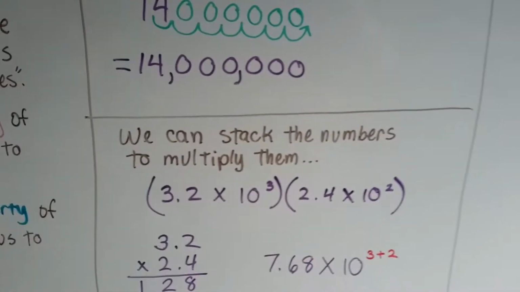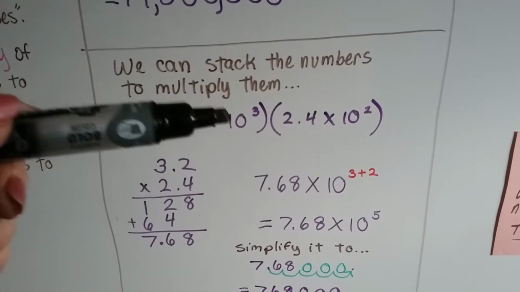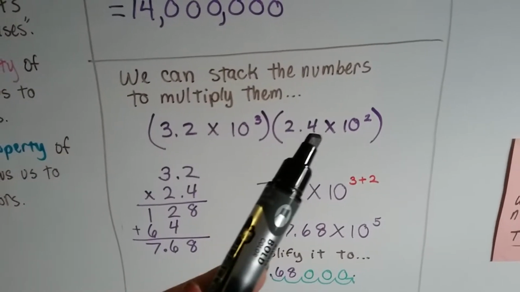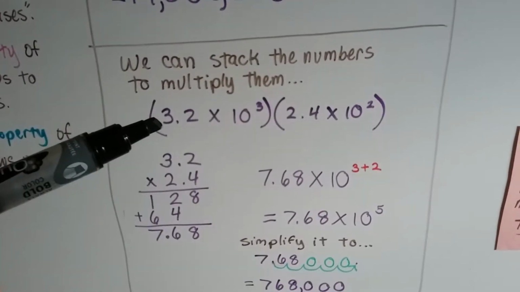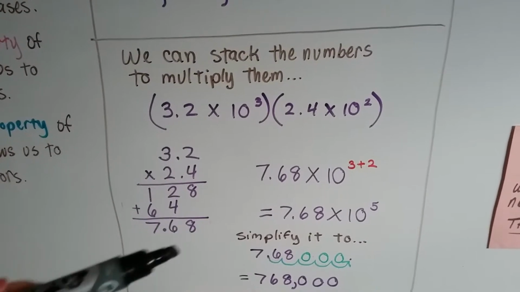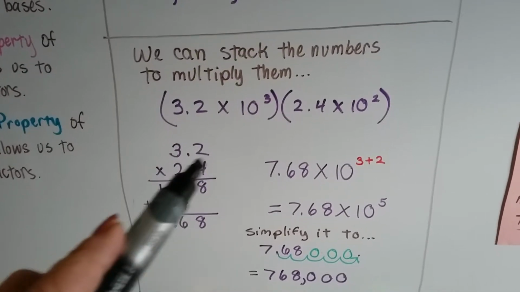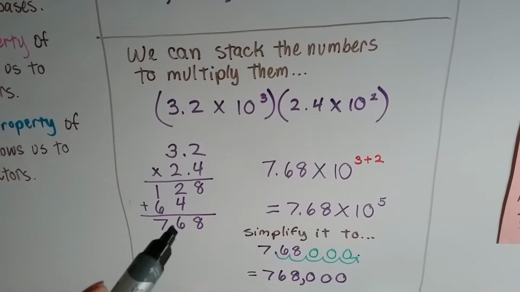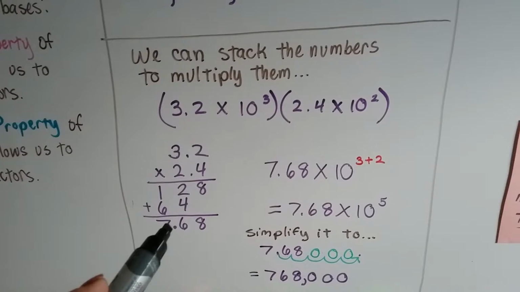We can stack the numbers to multiply them too. If we've got 3.2 times 10 to the 3rd power, and we're multiplying it by 2.4 times 10 to the 2nd power, we pull the multipliers away, the 3.2 and the 2.4, and we can actually stack them to multiply them. We get 7.68. There's 2 hops in the equation. See? 1, 2. So there's 2 hops in the product, so we got 7.68. We've got one digit in front of the decimal point, so it's fine.